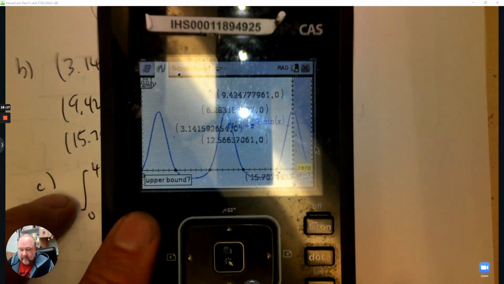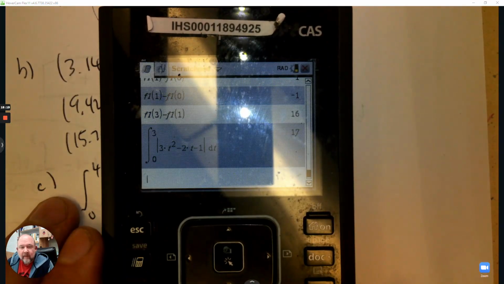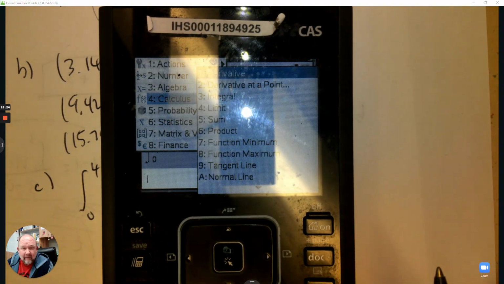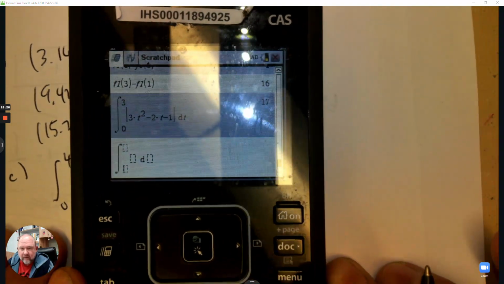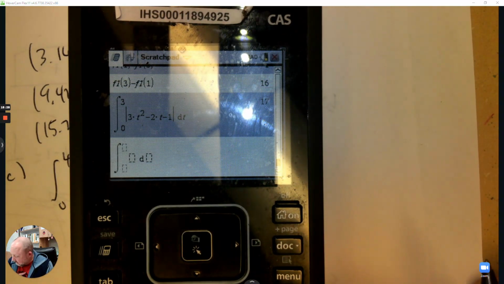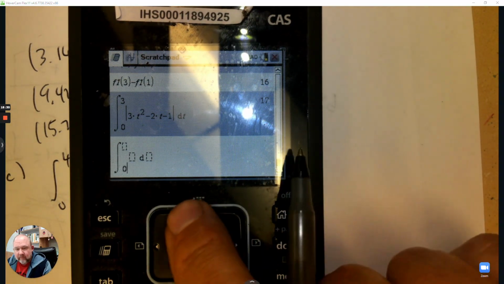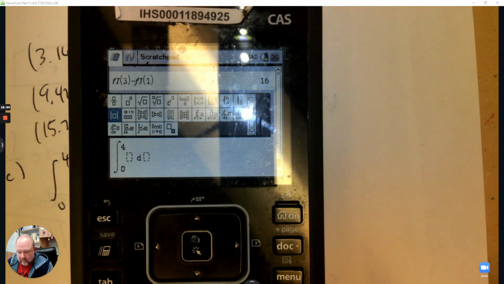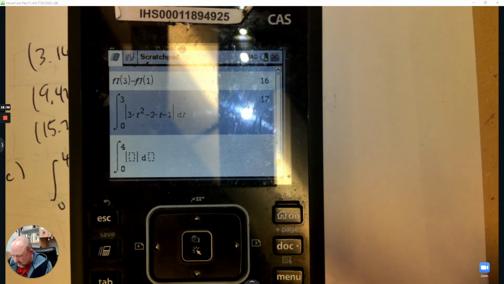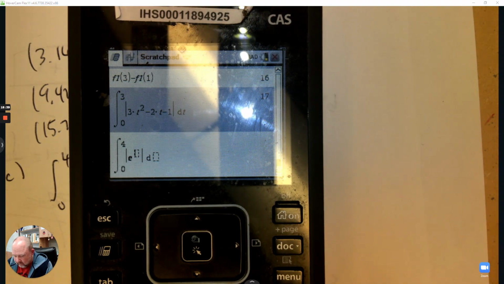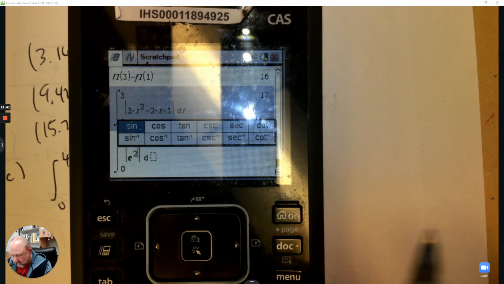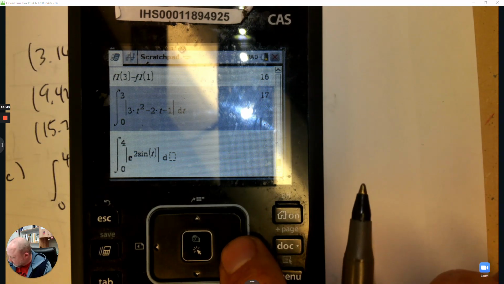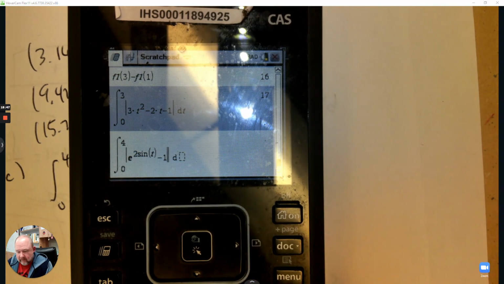So again, we're going to go menu. We can do here. It's another way. Menu, calculus, integrate. You can do it that way too. Again, we're going to go from 0 to 4. Absolute value. And then we'll type in e to the 2 sine. We can use t here. You don't have to. You could use x and get the same answer. Subtract 1. And then whatever variable you used, if you use t, use t.